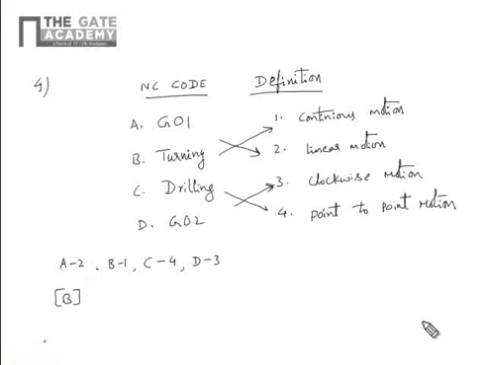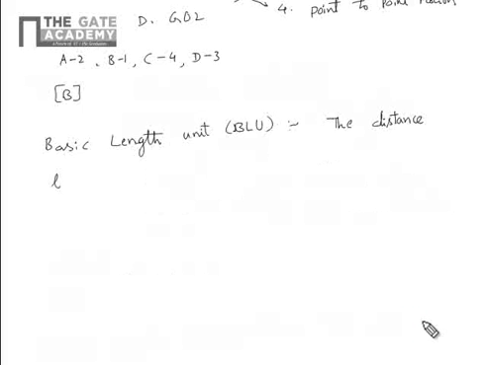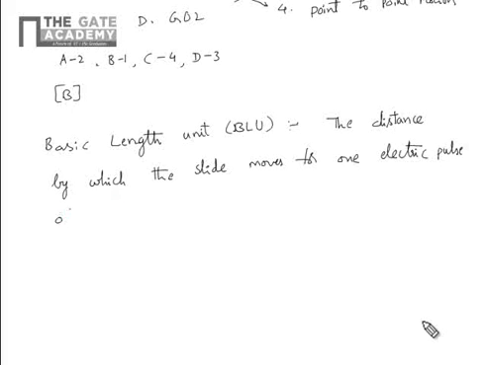Next, the last topic in CAD CAM is BLU, the basic length unit. A simple definition of BLU is the distance by which the slide moves for one electric pulse of a stepper or servo motor.